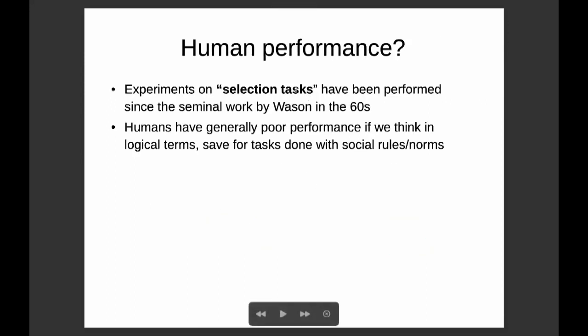Since the 60s, starting with the work of Watson, several experiments of this type, called selection tasks, have been repeated. Those experiments showed that humans, in most contexts, miss the logically correct answers. But there is an exception. Humans reason almost perfectly in contexts in which the rule is a social norm. According to this result, I expect that if the question was correctly understood and you did not know about the experiment before, most of you have given the correct answer for the second experiment, but not for the first one.